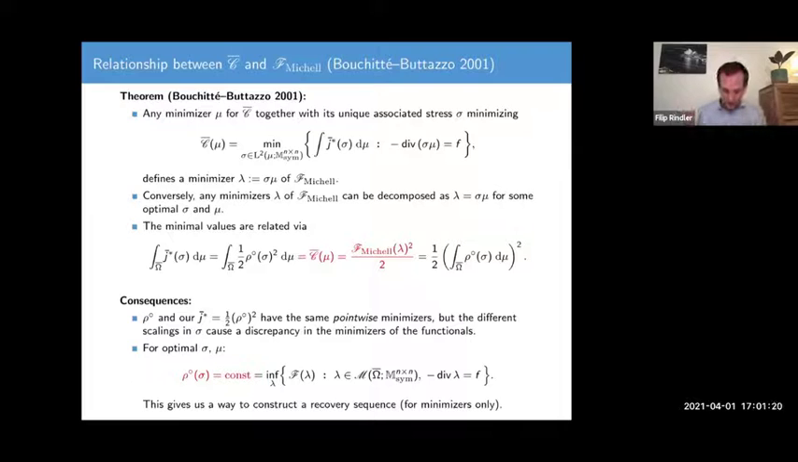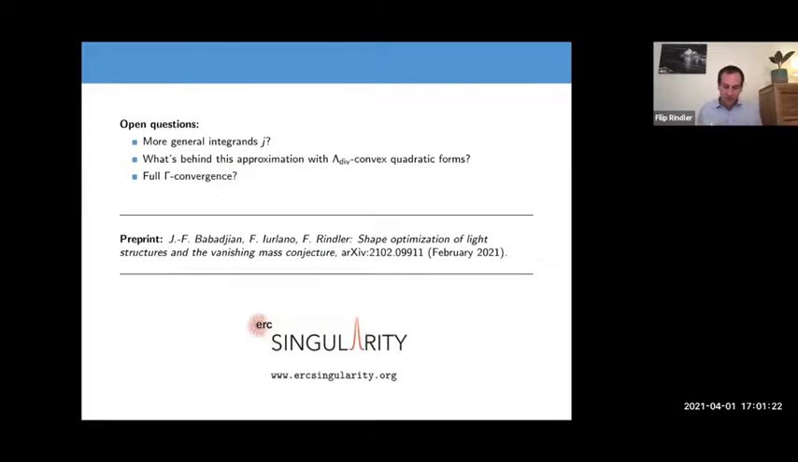Okay, so I've probably talked already too long, so let me end with 3 open questions, which I think are very interesting. So the one immediate question is, of course, what can you do for more general integrands J? Well, that's a good question, but we don't know because we don't know anything about the quasi-convex hull of those. So this Allaire cone only applies to the simplest integrand. Everything else is a huge mess.